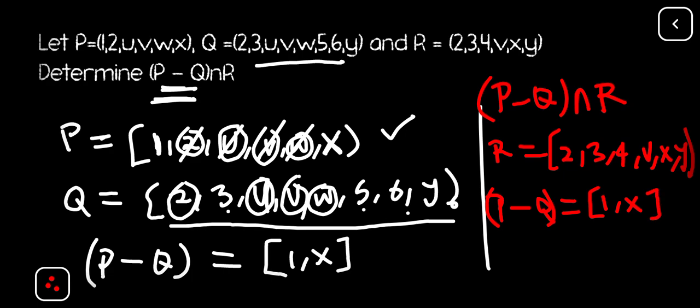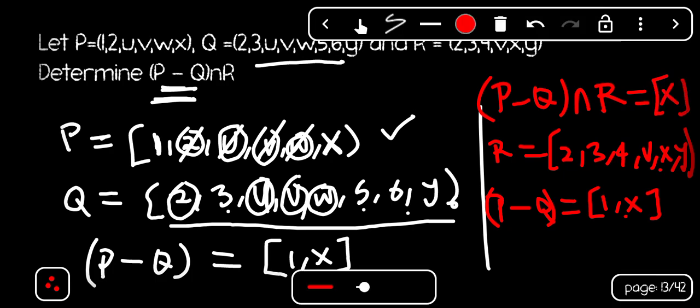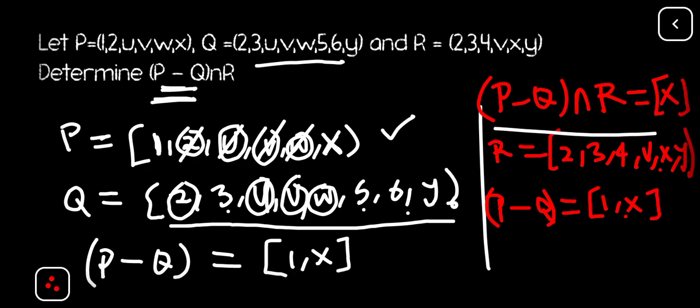So what is the intersection between these two, P minus Q and R? That is, what is the common element between these two? The common element is just X. So at the end of the day, we can say that P minus Q intersection R is equal to X. And this you see here is your answer. So you can just put it this way. This is your answer, X.